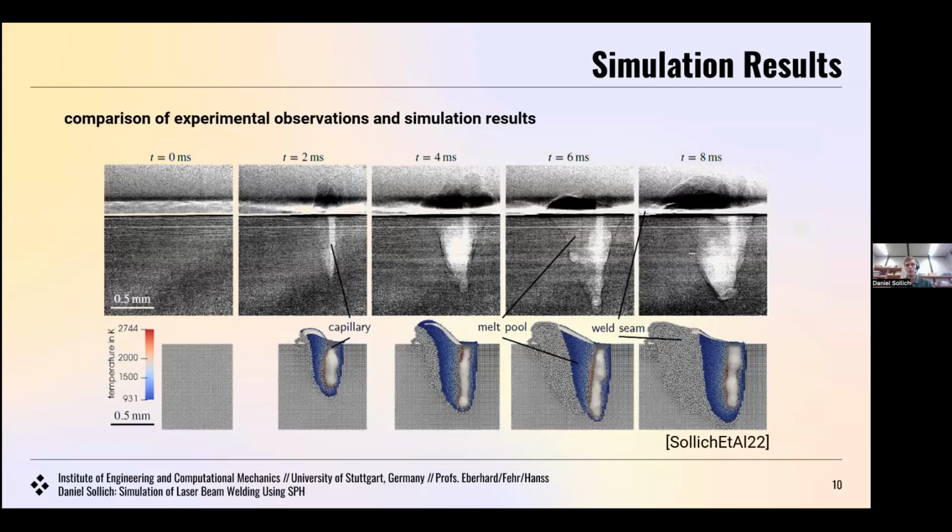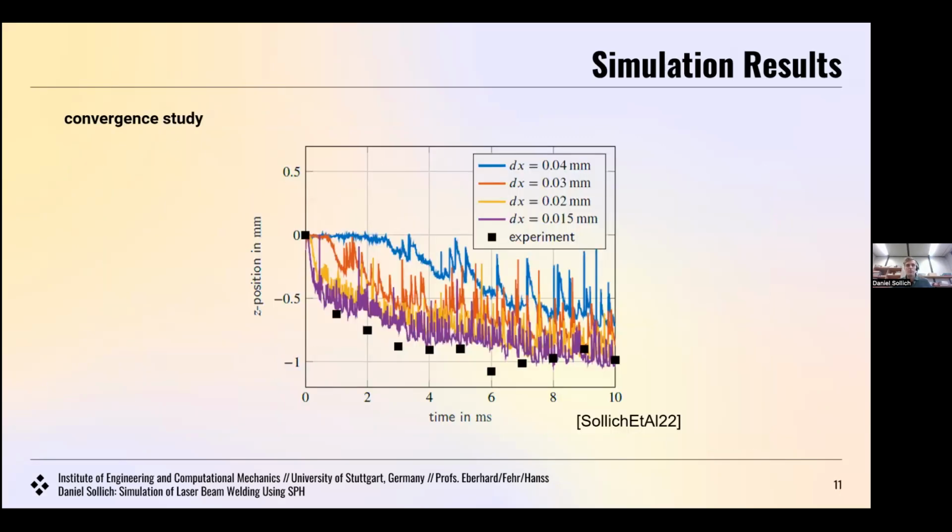To validate our model, we compare the simulation results with experimental observations. And basically what we can see here are some X-ray images which show the melt pool size and the capillary shape in the experiment. And what we can see is that both parameters agree very well. We also have conducted a small convergence study where we can see that we converge with increasing particle resolution to the capillary depth observed in the experiments.